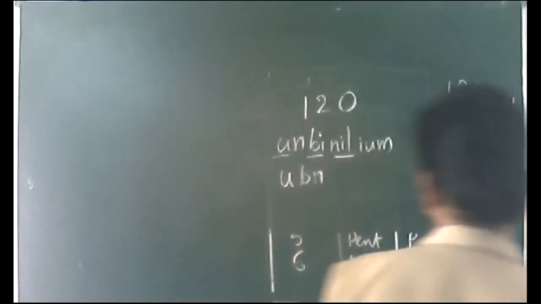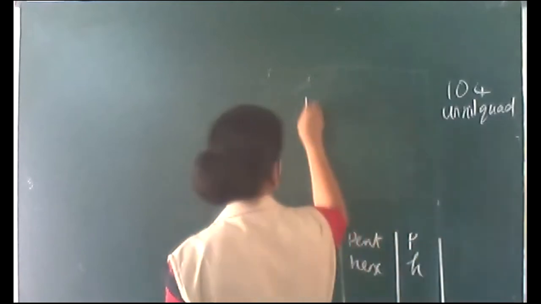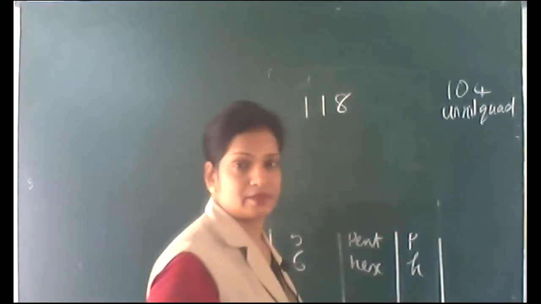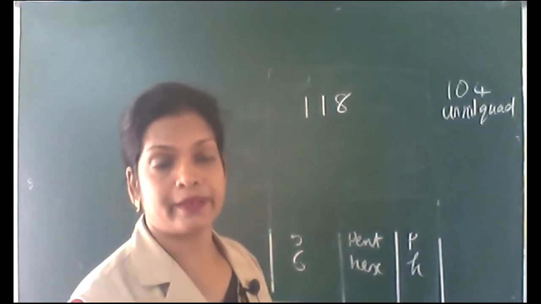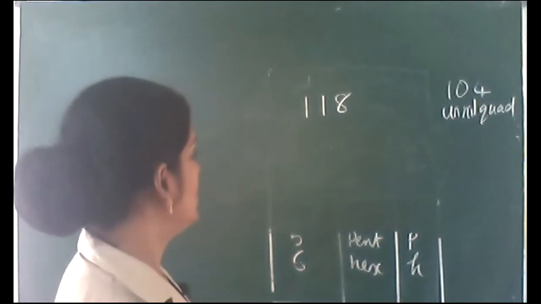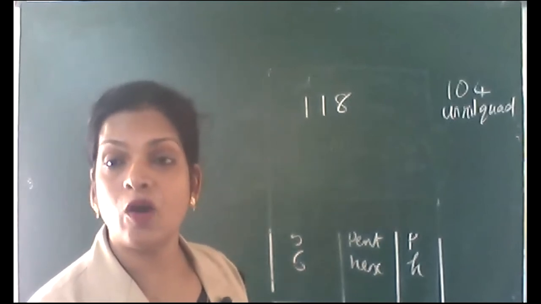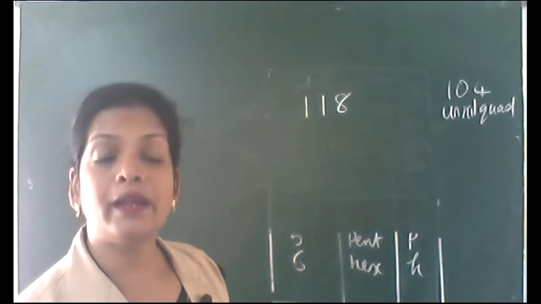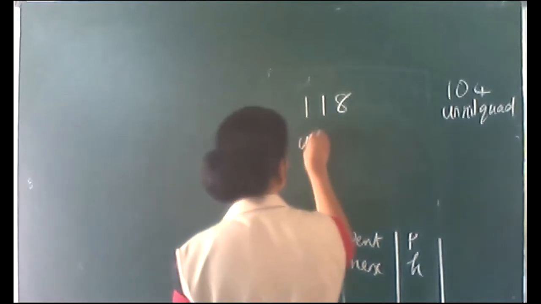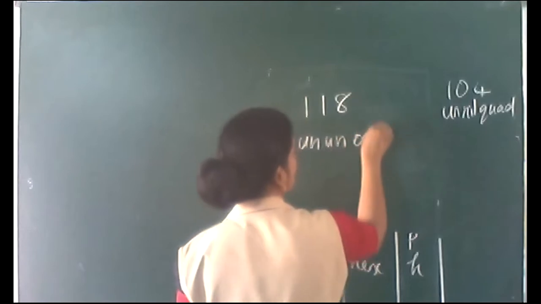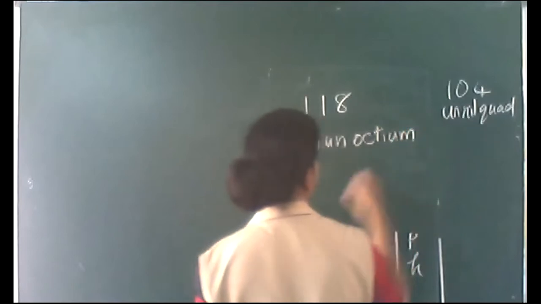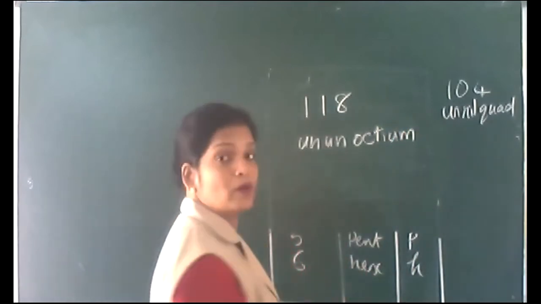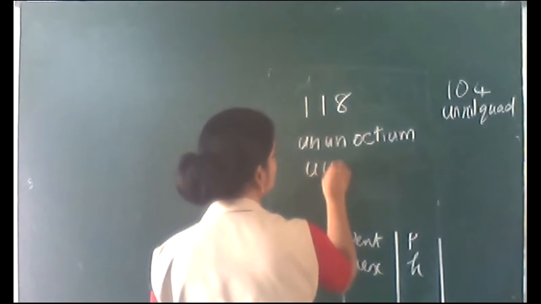118. Above 100 is the problem. 101, 102, 118, 120. 118 is Unoctium. Un-oct-ium. That is Uuo.